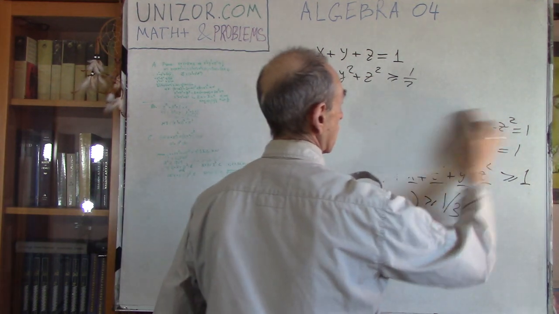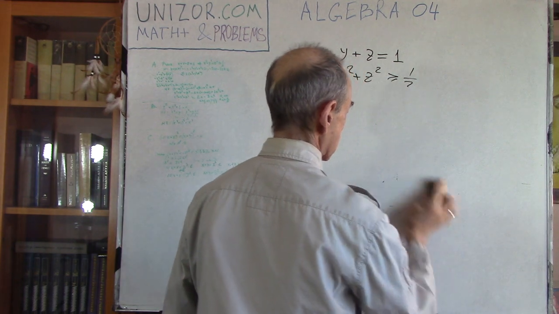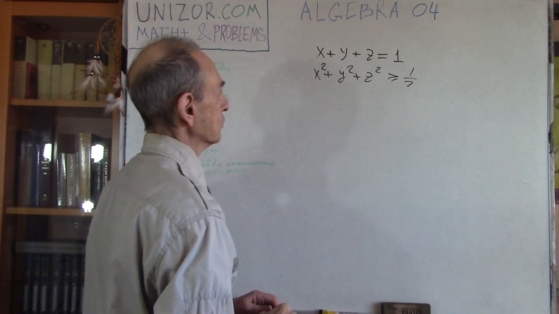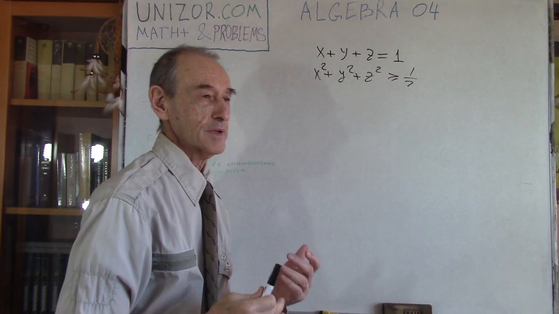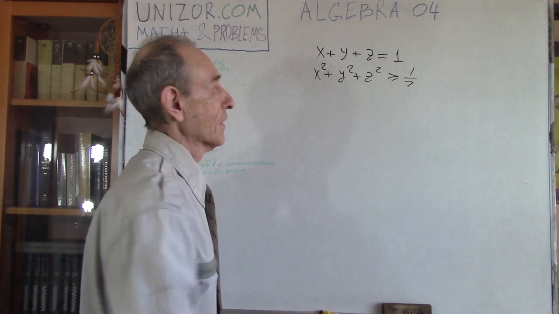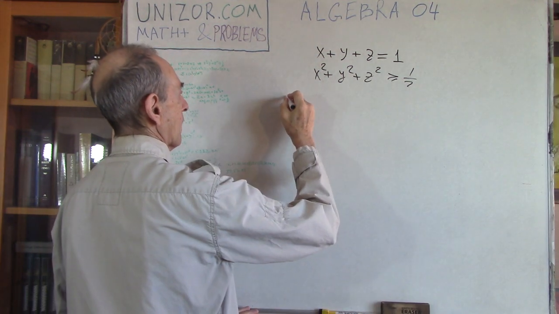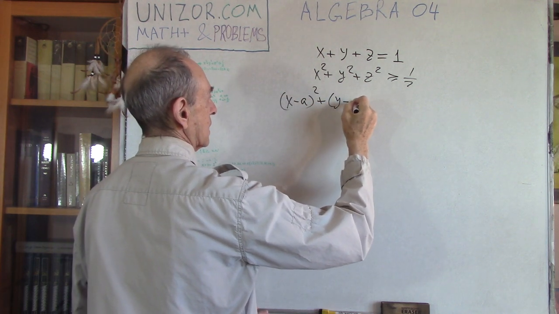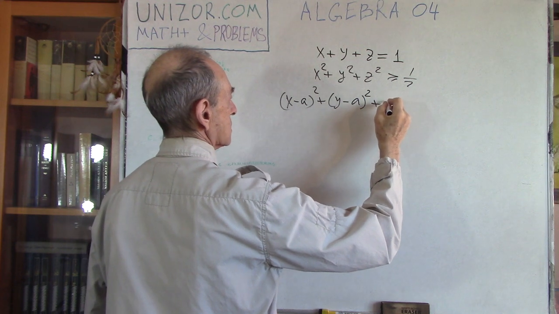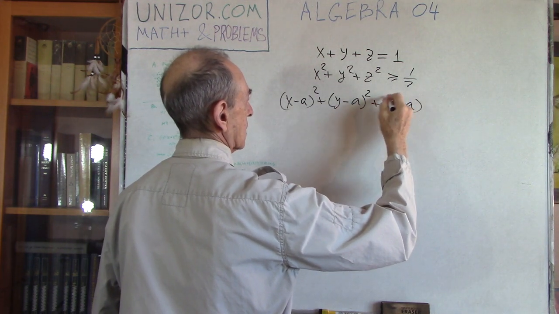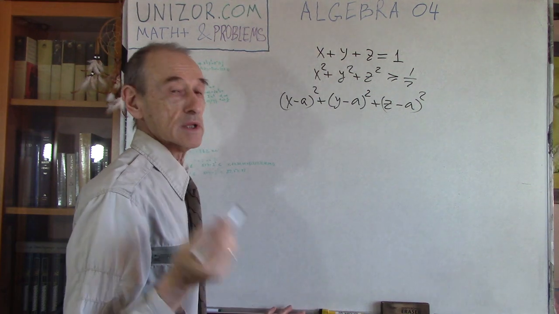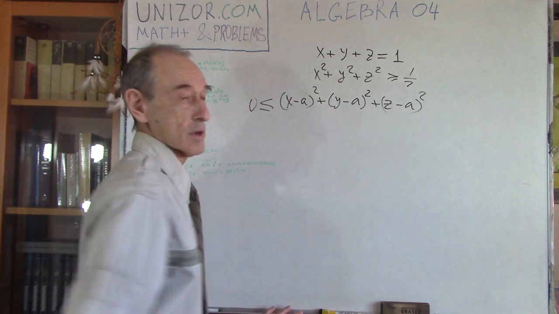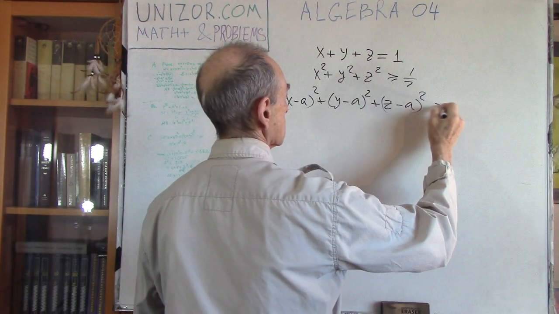Okay. Now, here is another way of doing this, which actually I came up with first. The first seems to be a relatively easy proof, but this one is maybe a little bit more complicated, though nevertheless interesting. Consider the following: (x minus a) squared plus (y minus a) squared plus (z minus a) squared. Now this is definitely greater than or equal to 0 because it's a sum of squares, right?